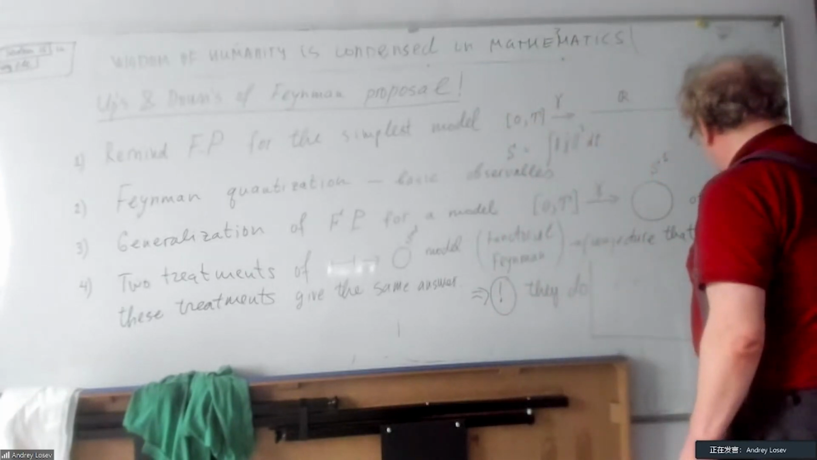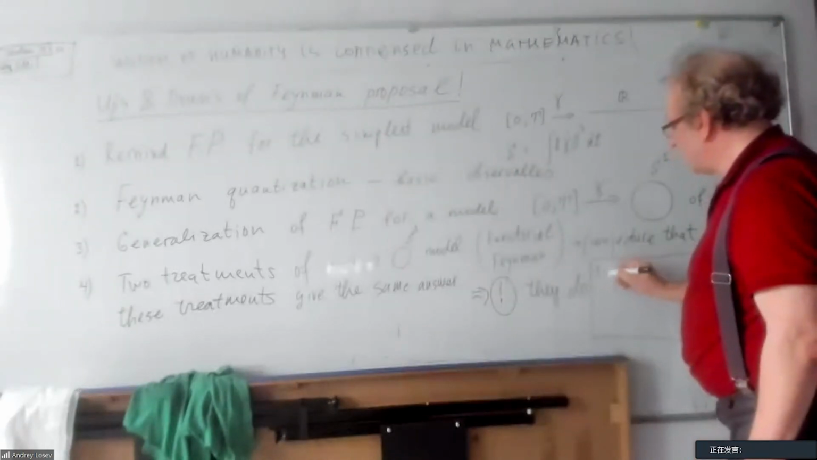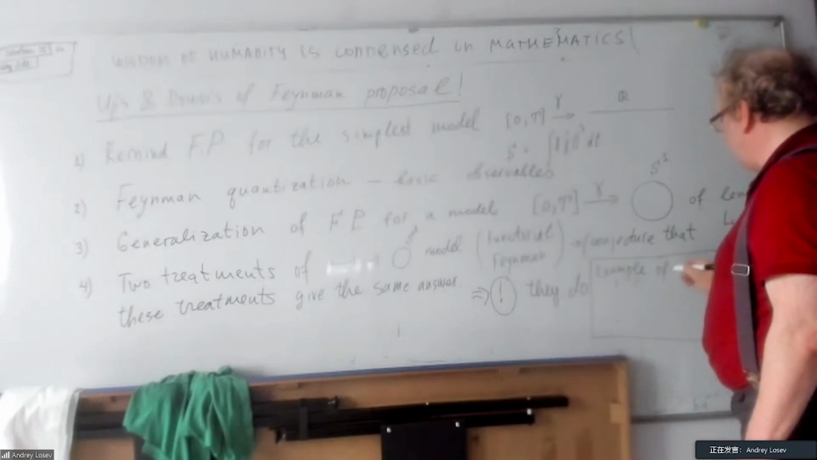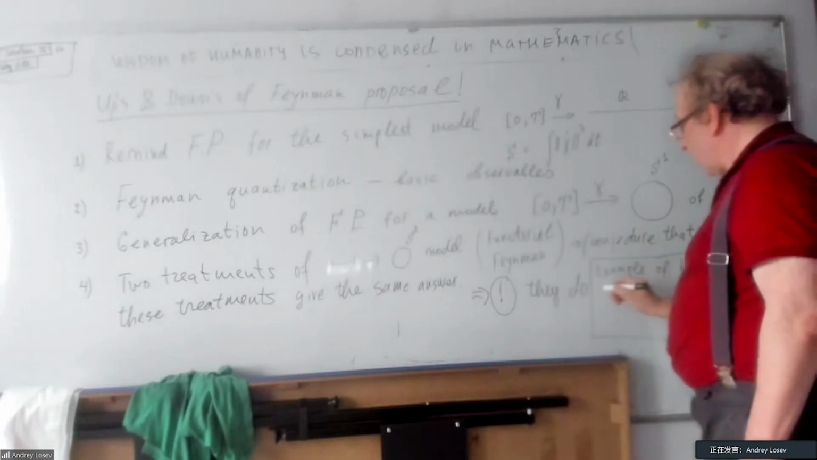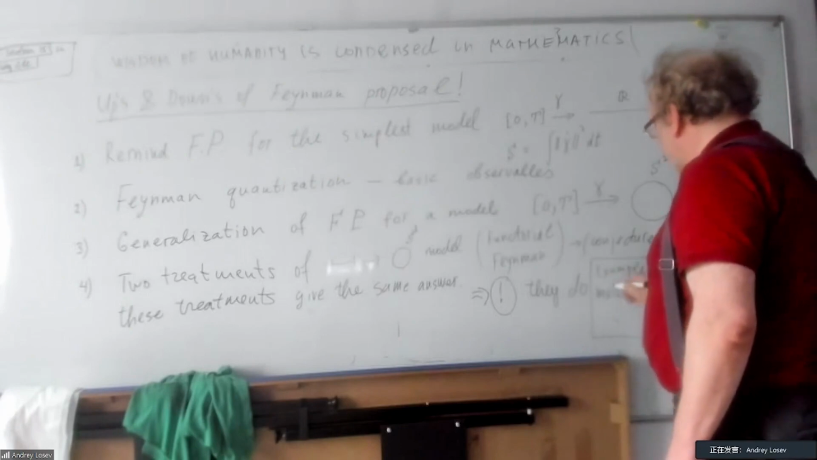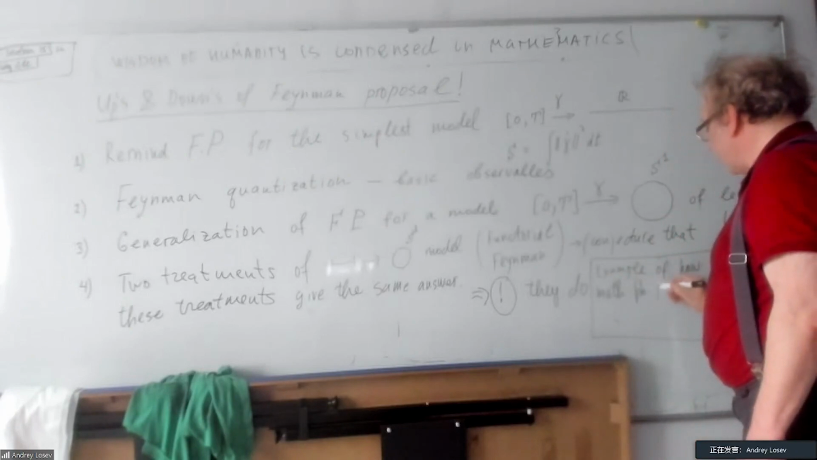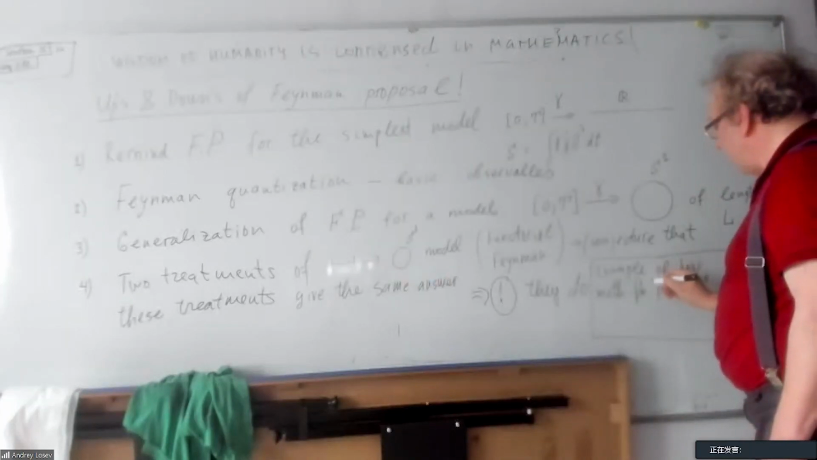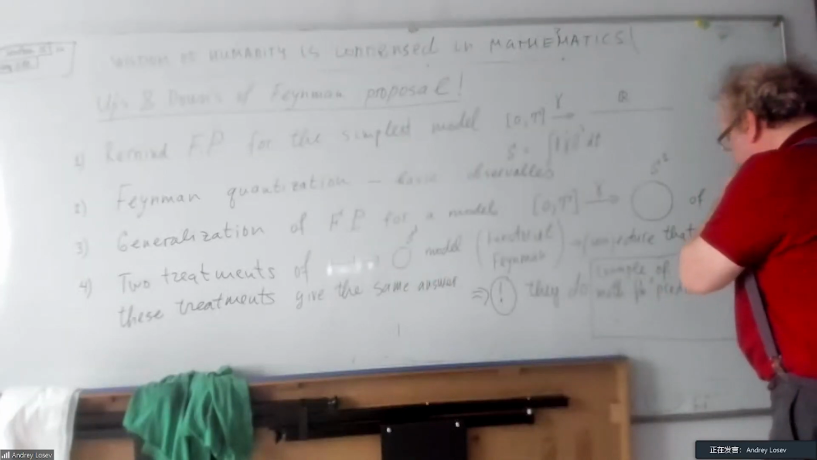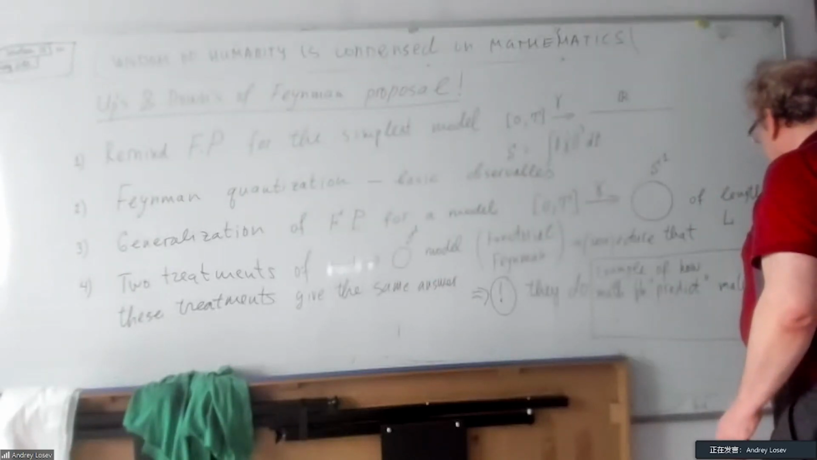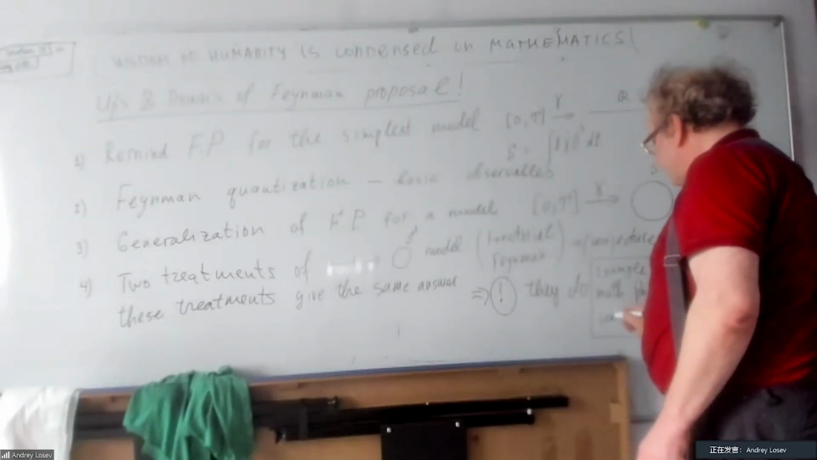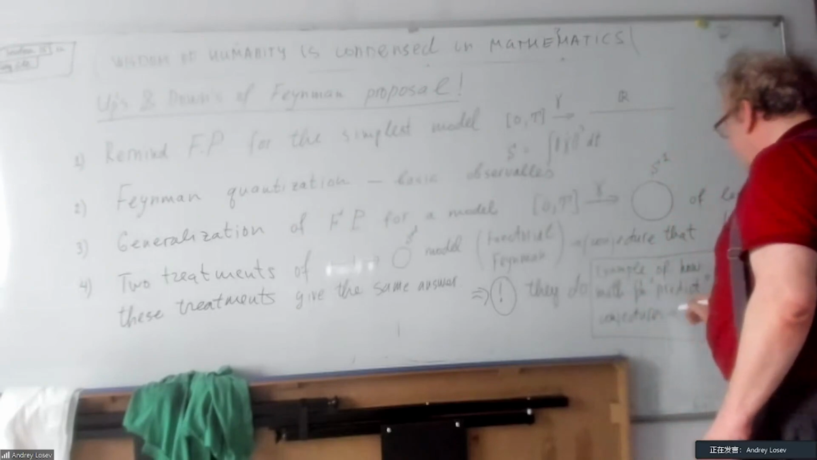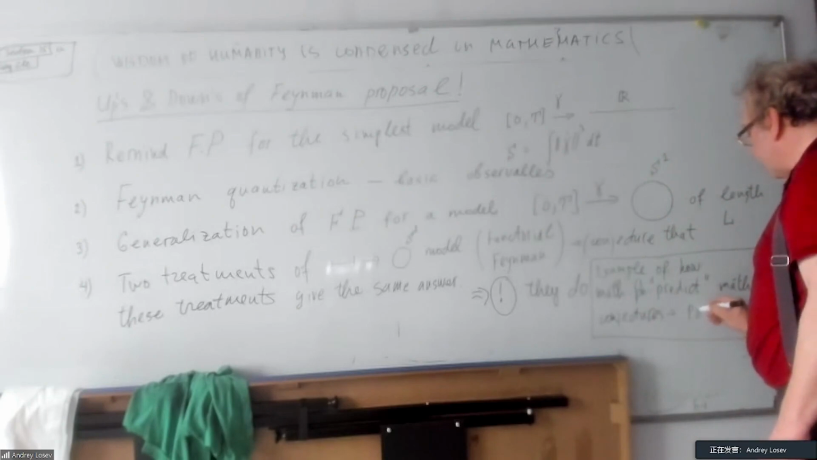And this is an example of how mathematical physicists predict mathematical conjectures. It will be prediction of Poisson formula.